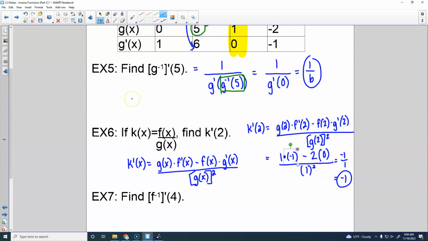These will be mixed in. They don't have anything to do with inverses, so watch out. Watch out for those.